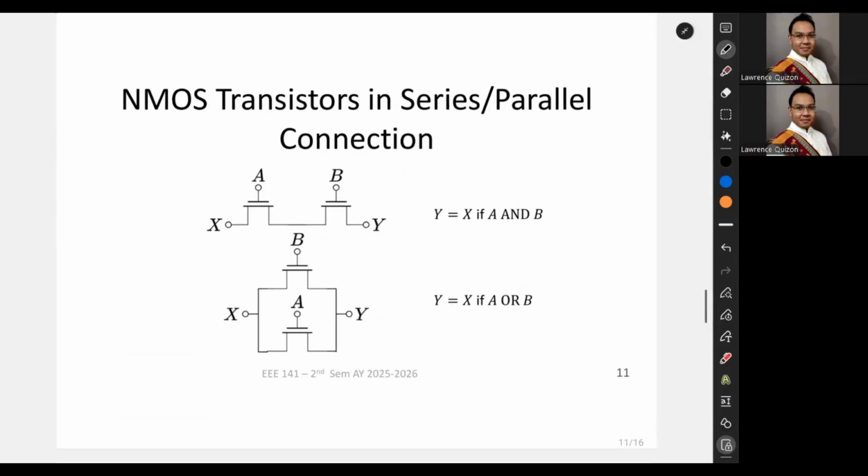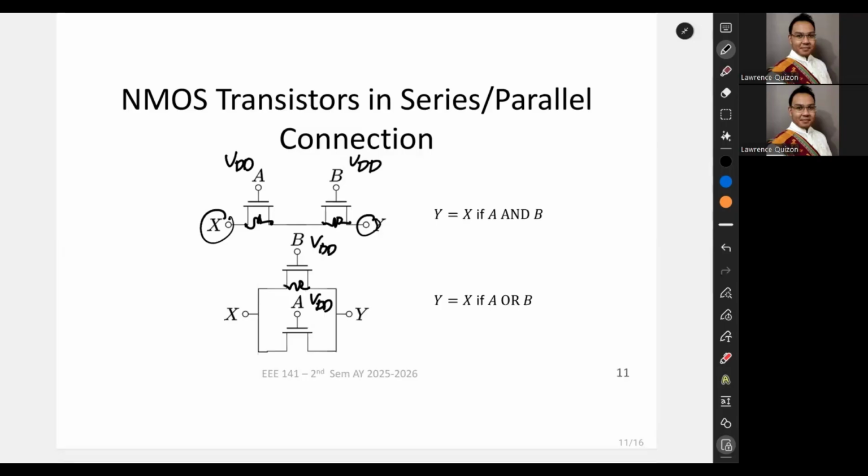So for example, Y would be approximately the same voltage as X if A is high and B is high, because these are NMOS. So then this would be a low resistance path, right? Now, on the other hand, if it was set up like this, then Y would be the same voltage as X if either A or B is on. Because if VDD is applied, then you have a very small resistor between X and Y.